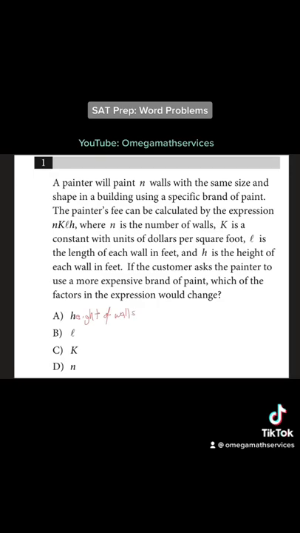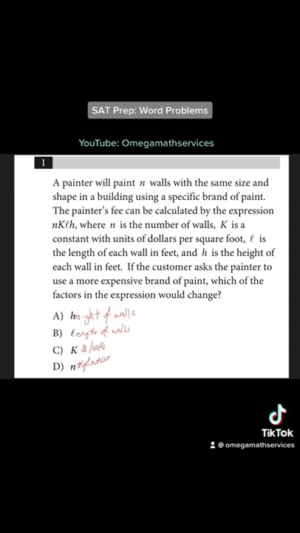What does L represent? L is the length of each wall. What does K represent? It's how much you will be charging per square foot. Per square foot. And what is N? N is the number of walls. So the number of walls.